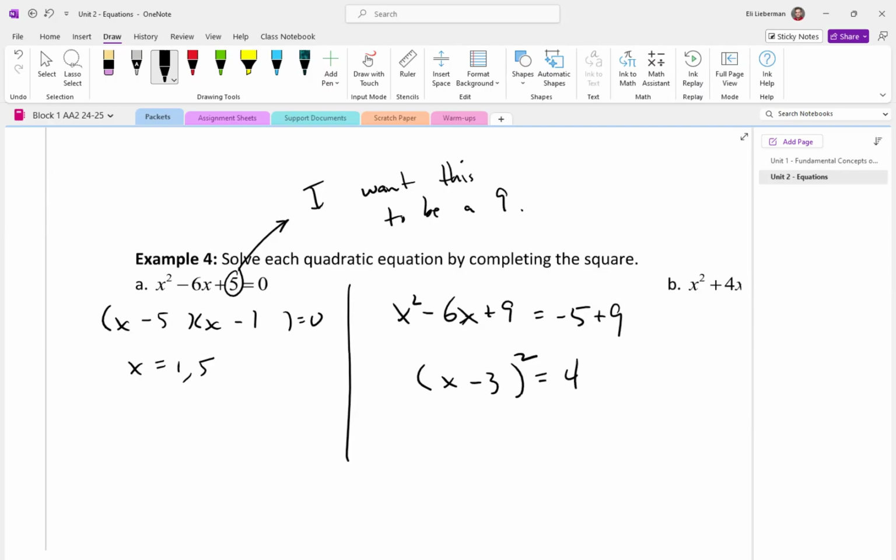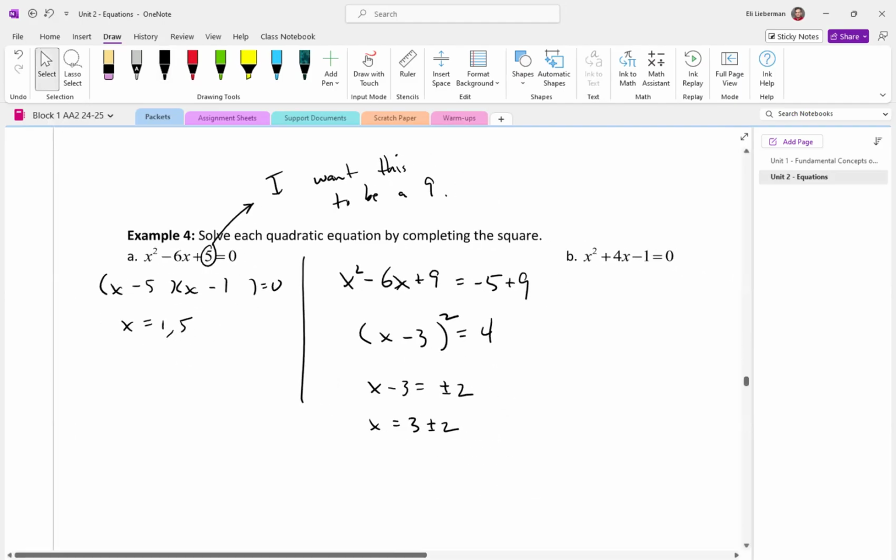And now take the square root of both sides. So we have x minus 3 equals plus or minus 2. And when we move that 3, do you remember where I want it? I want it in front. I want 3 plus or minus 2. Actually, this is where it comes in handy to let you know why. Because it is true that it's the same thing.